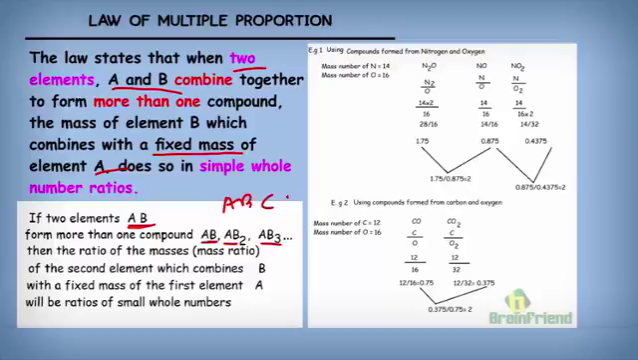Then the ratio of the masses, or mass ratio, of the second element, which is B, which combines with a fixed mass of the first element, which is A, will be ratios of small whole numbers. Okay? For example, using compounds formed from nitrogen and oxygen. So these are our elements, A and B. We have nitrogen and oxygen. Okay? They are forming more than one compound. We have this, and this.